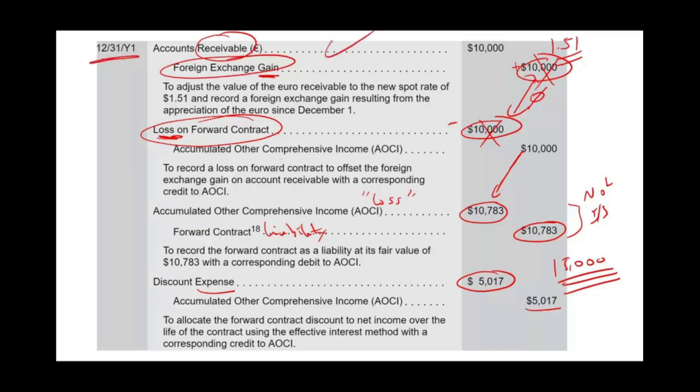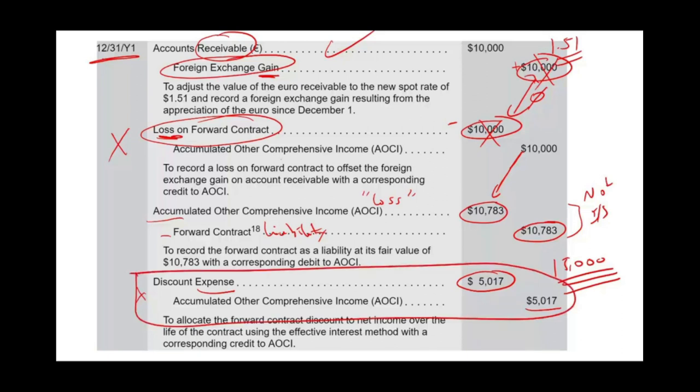We do the fair value of the receivable. We offset it by, if it's a gain, we offset it by a loss. Then if there's a loss, we have to put the loss in OCI. Therefore, we debit OCI, credit the forward contract. Now, if we had a gain, everything would be the opposite, obviously. Then we have to record the discount. So basically think of this as separate from the other three transactions. So this is what we did.